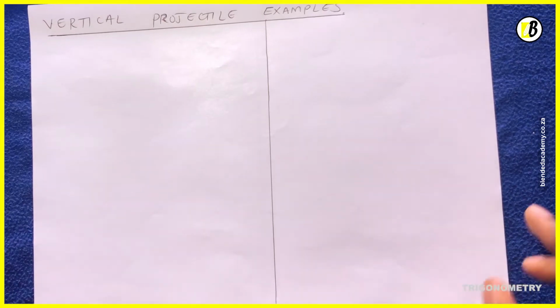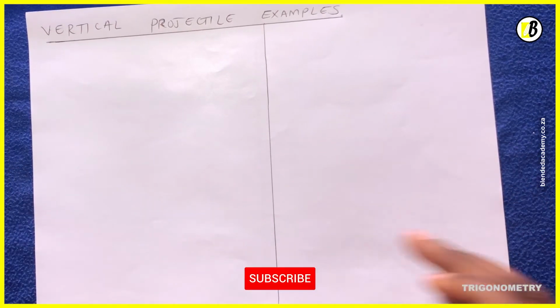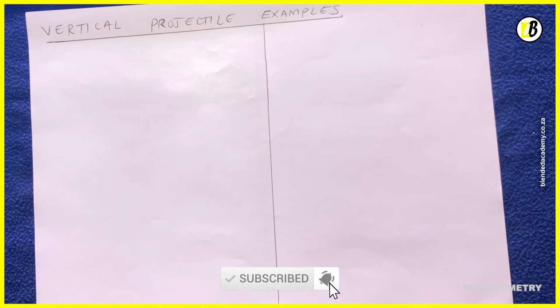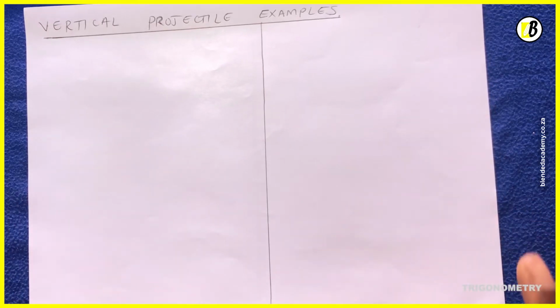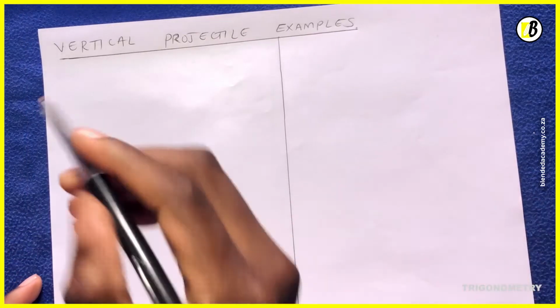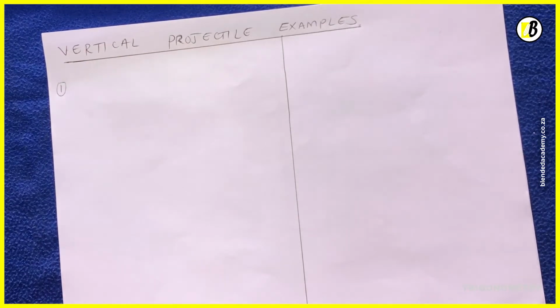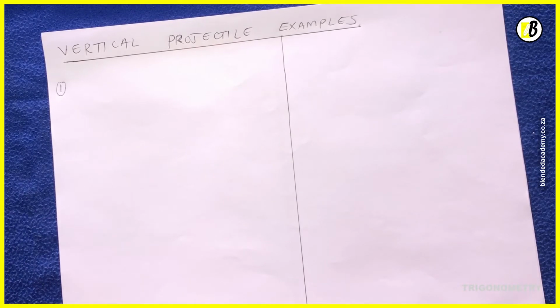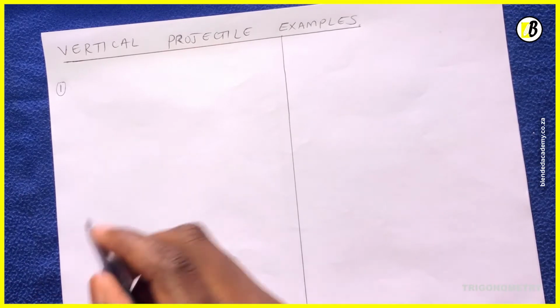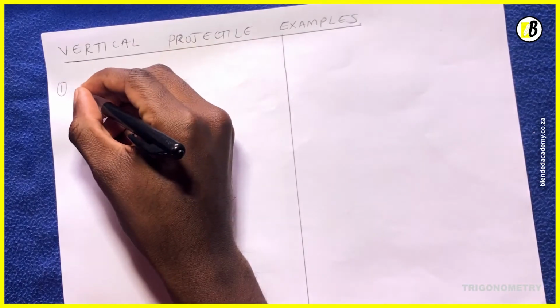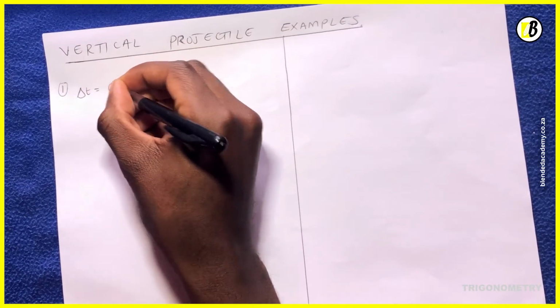From the previous lesson, we covered some formulas that are very important when we're dealing with vertical projectile motion. Before you can tackle each and every question, you need to look at what's given in the question. You need to write down the given information. So let's write it down. We're dealing with question 1. We're given the time that the stone takes to hit the water below the bridge. That's the change in time, which is given as 6 seconds.